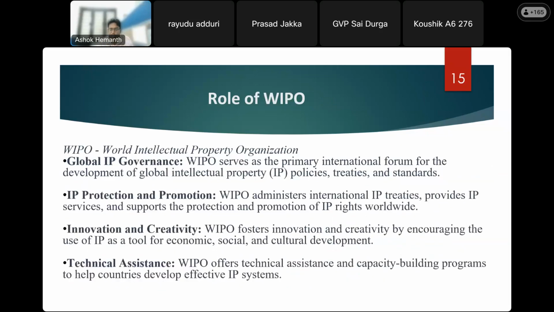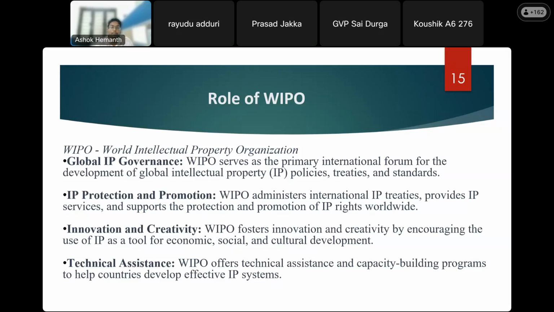Apart from this, we need to understand, so far I talked about two international bodies: one is the WTO, one is WIPO. WIPO is the World Intellectual Property Organization, which, as I told you, is in Geneva, Switzerland. Actually, I did my LLM at WIPO. These two bodies are very important in the field of intellectual property. I already discussed that through the WTO, we are compliant with international agreements like TRIPS and GATT.